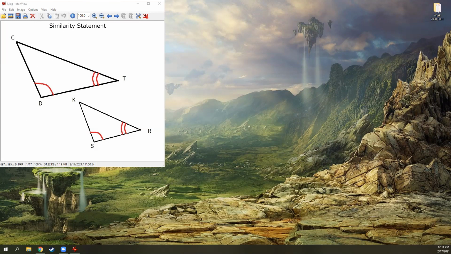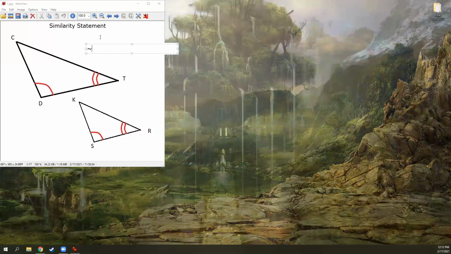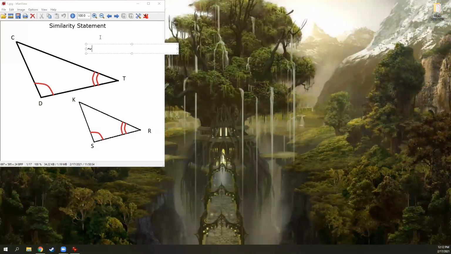make a similarity statement. When two things are equal, there's a little equal sign, right? And when two things are congruent, you get this little squiggly on top of the equal sign. That little squiggly means similar.